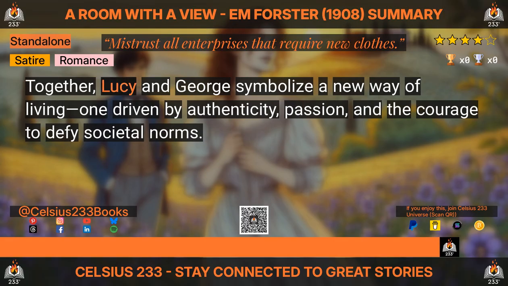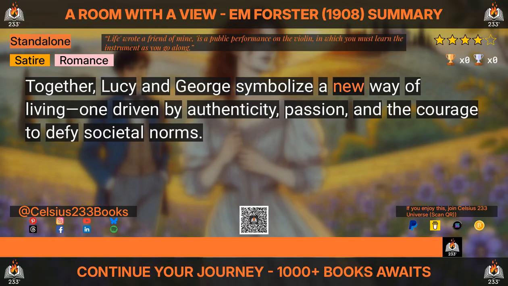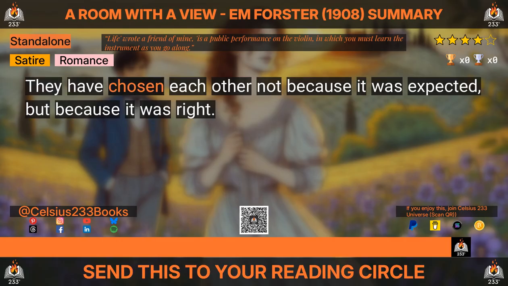Together, Lucy and George symbolize a new way of living, one driven by authenticity, passion, and the courage to defy societal norms. They have chosen each other not because it was expected, but because it was right.